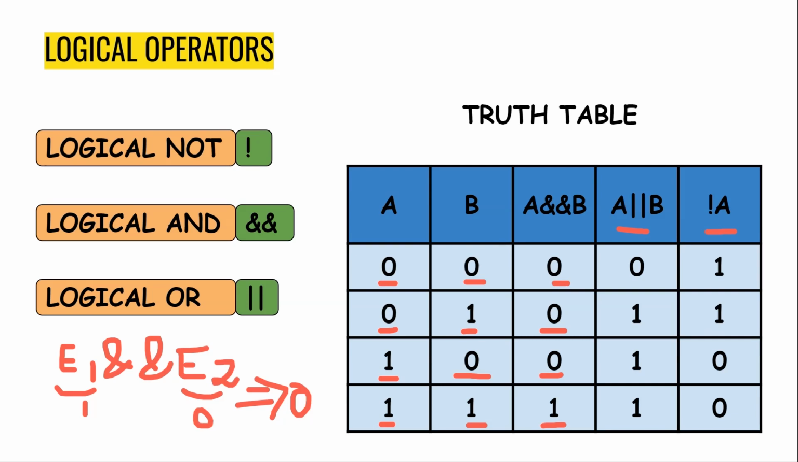In NOT operation, it just toggles the result. Suppose you are getting the result as 0, the output will be 1. If the result of the expression is 1, the output will be 0 when we are using a logical NOT.